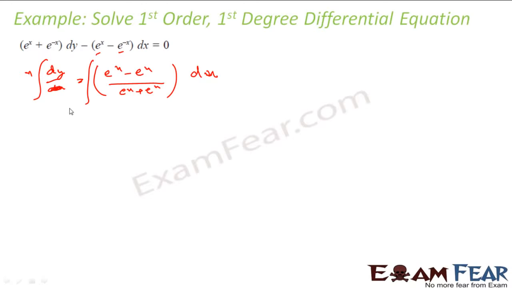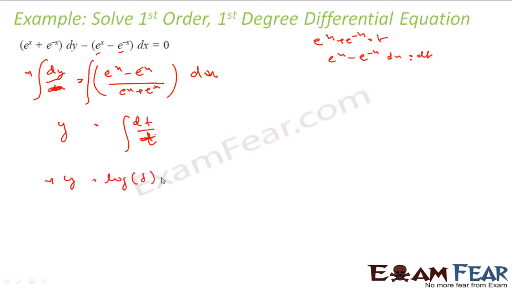Correct. So let's do one thing. Let's take this guy as t. e to the power x plus e to the power minus x is equal to t. So you get e to the power x minus e to the power minus x dx as dt. So this whole thing becomes integration of dt by t, and this is y. So you get y is equal to log of t plus some constant, and that is nothing but log of e to the power x plus e to the power minus x plus some constant, and that is my answer.